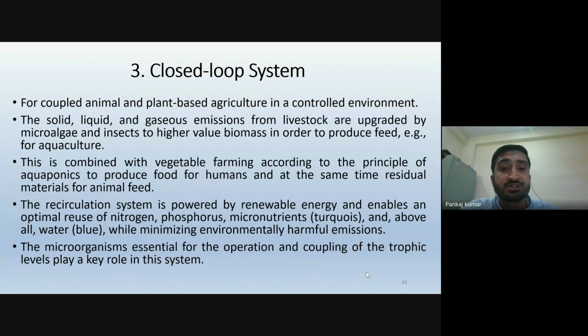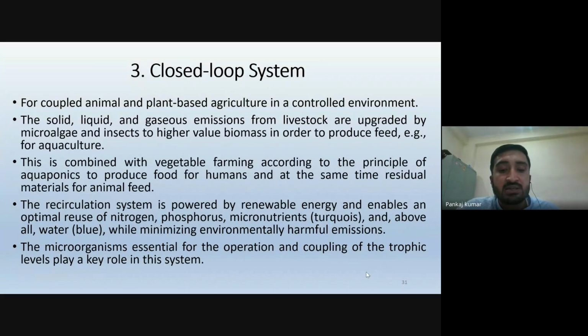Now, closed loop system. For coupled animal and plant-based agriculture in a controlled environment, the solid, liquid, and gaseous emissions from livestock are upgraded by microalgae and insects to higher value biomass in order to produce feed for aquaculture. This is combined with vegetable farming according to the principle of aquaponics to produce food for humans, and at the same time residual material for animal feed. The recirculation system is powered by renewable energy and enables an optimal reuse of nitrogen, phosphorus, and micronutrients, and above all water, while minimizing environmentally harmful emissions.